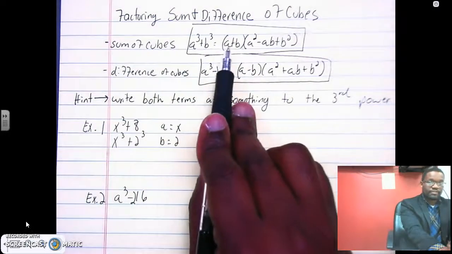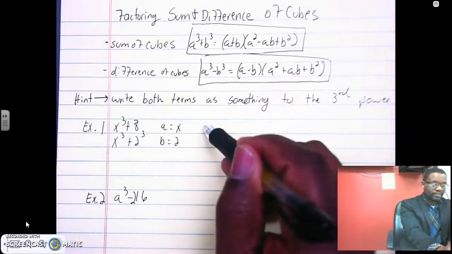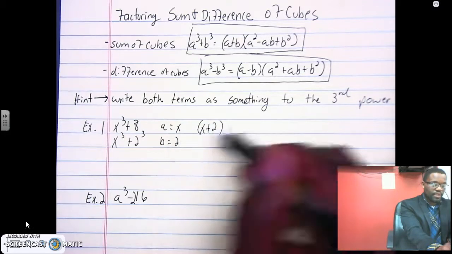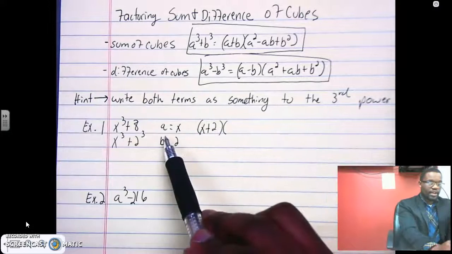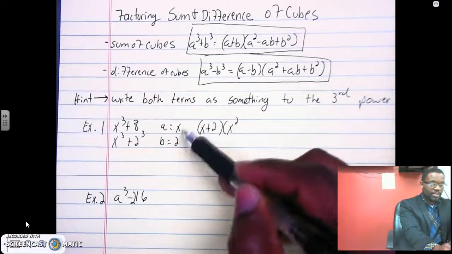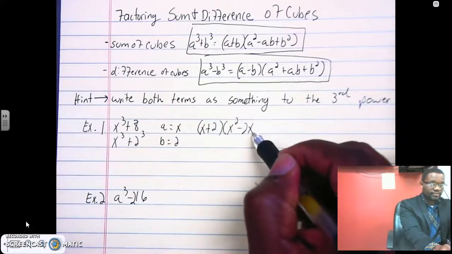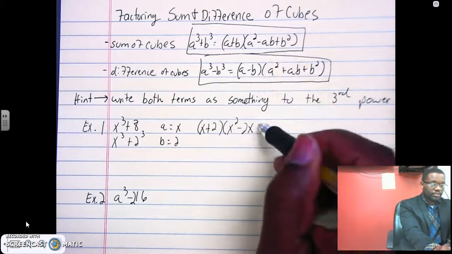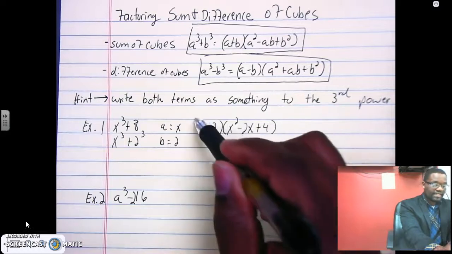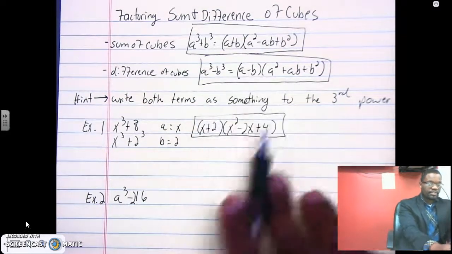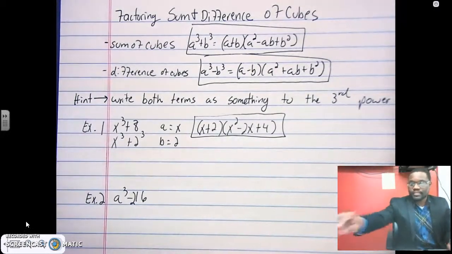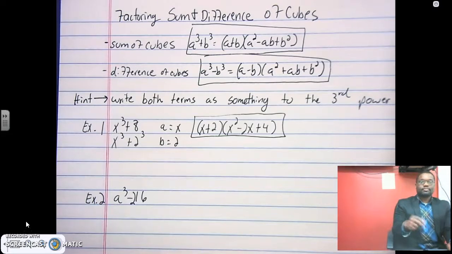I'm going to substitute everything into this. So that's X plus 2. That's A plus B. And then in parentheses, A squared, which is X squared, minus A times B, which is 2X, and plus B squared, which is 4. That's how that factors. This does not factor anymore. Your trinomial does not factor any further. All right? Now, let's look at example 2.